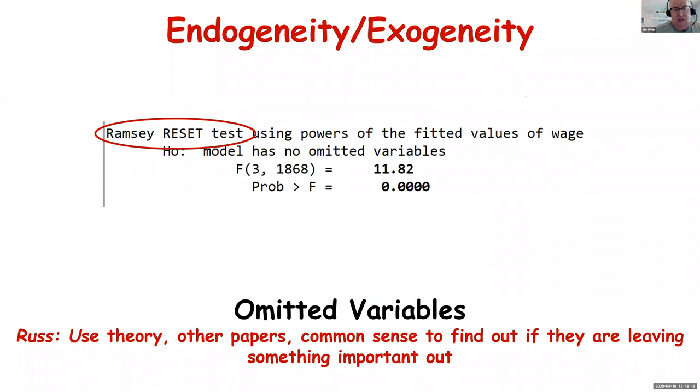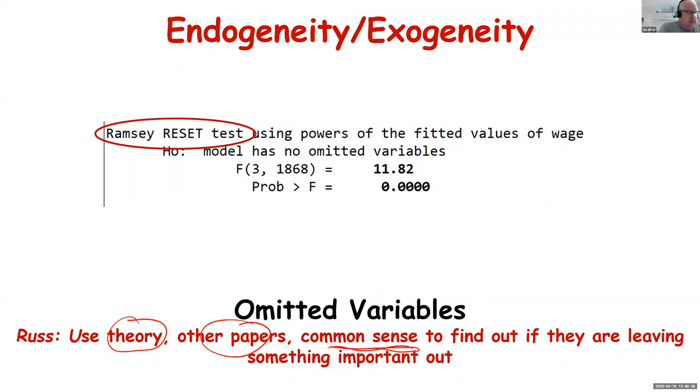Okay, and so here come the pieces. Endogeneity is also known as a question of omitted variables. I was talking to Russ this morning about it, and one of the things he highlights is the need to look at theory and other papers, and also just use your common sense.